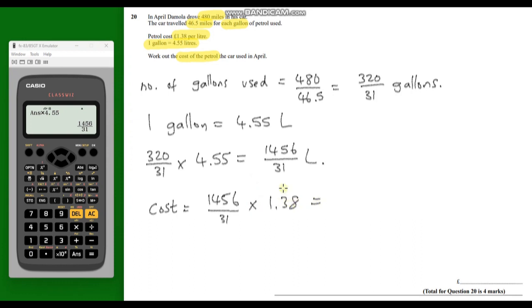1.38. And again, you can write this as a decimal. I just like leaving them as fractions. But yeah, it's personal preference really. So now I'm going to multiply this by 1.38. Press equals, and I think now I'm going to convert it to a decimal because it's in pounds and pence. So I'm going to round it to the nearest penny. So that's going to be £64 and 82 pence because we're going to round up because of the 5. So £64 and 82 pence.